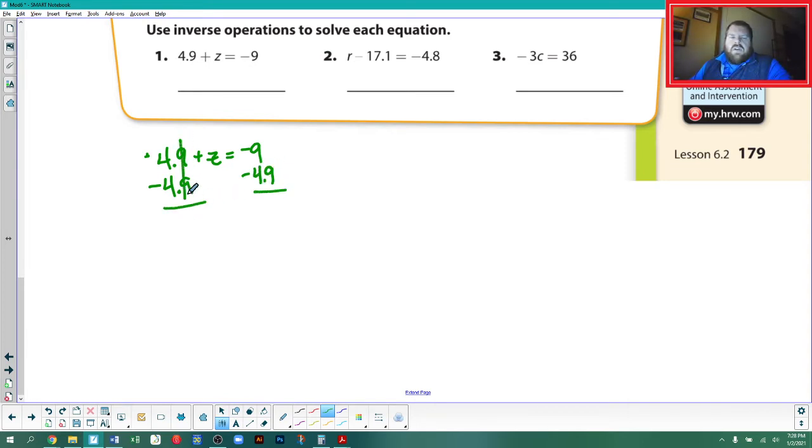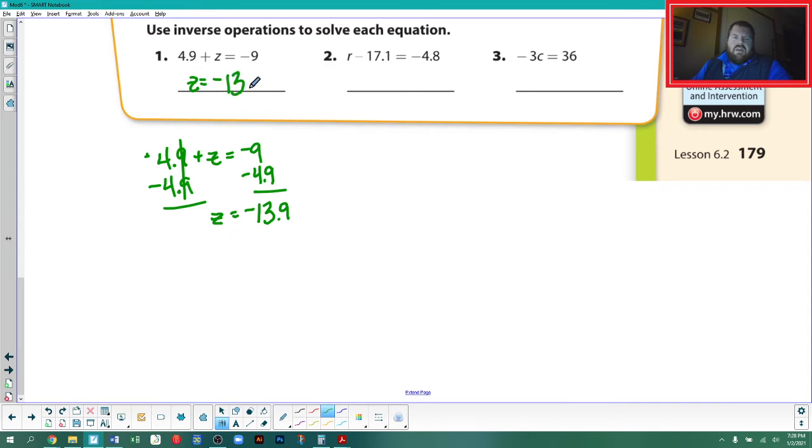Okay, over here they cancel out. I get z equals negative 9 minus 4.9. That may be tough to think about. If you have to use a calculator, feel free. But we should get negative 13.9.